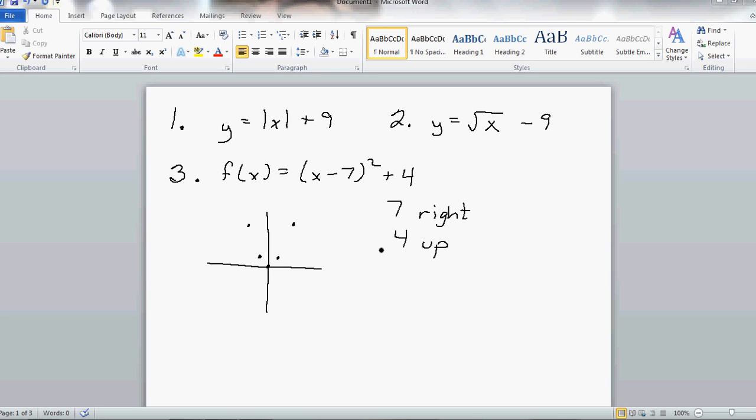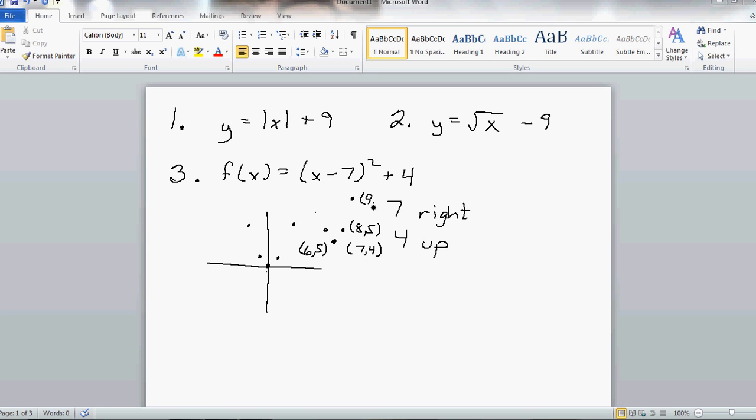That means 4 up. So what we're going to do is take our 5 points, and each one of those we're going to go 7 to the right and 4 up. So from here we're going to go 7 right and 4 up. So this point right here would be the point 7, 4. We take this point, go 7 to the right and 4 up. This becomes 8, 5. Take this one, go 7 to the right and 4 up. That is 6, 5. This one, go 7 to the right and 4 up.